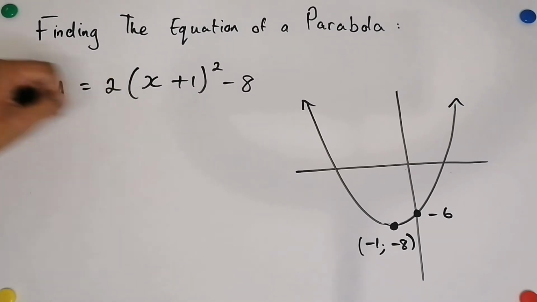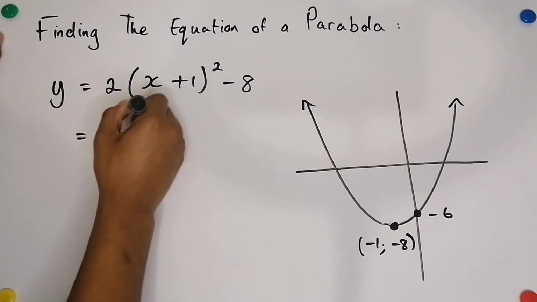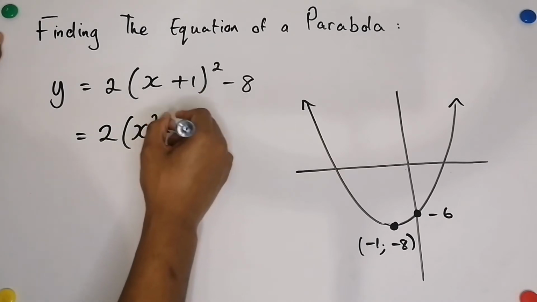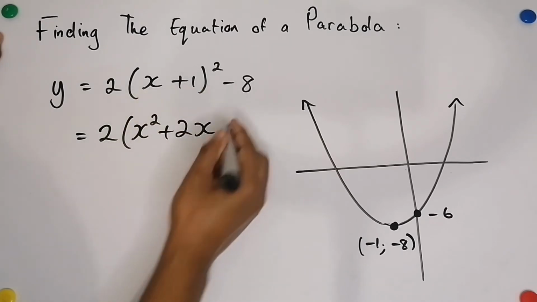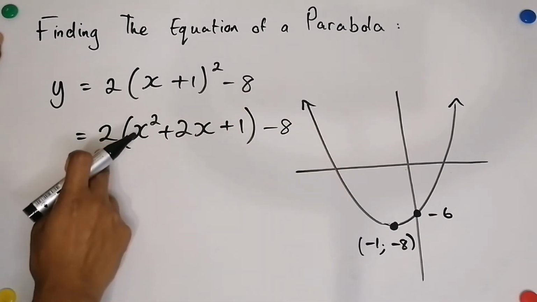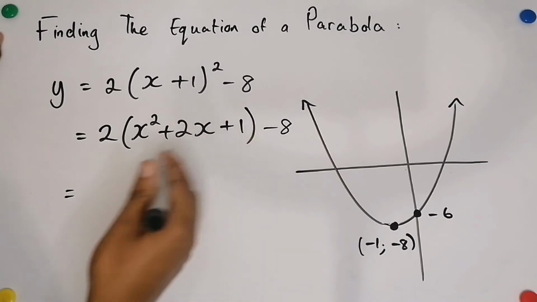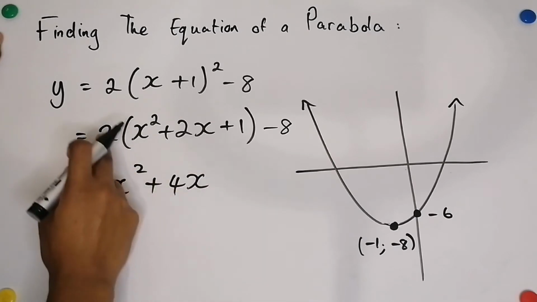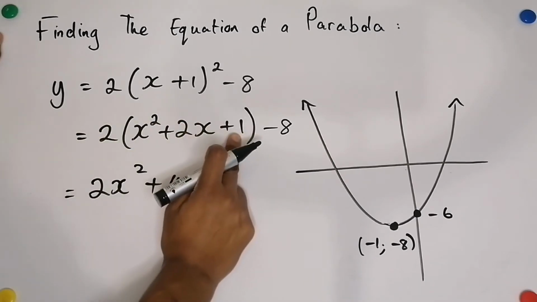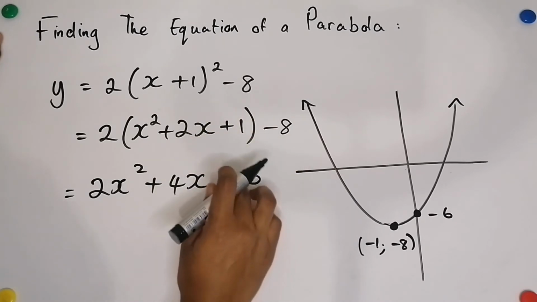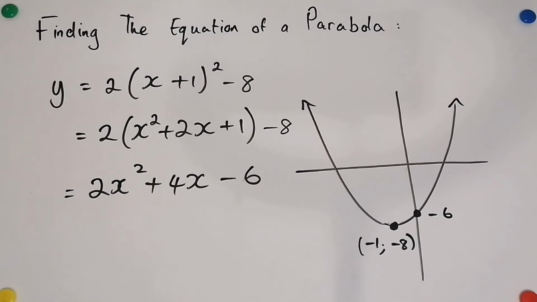We first FOIL out these brackets. So you multiply the first, which gives you the x squared. Then you multiply your outers and your inners, which gives you the 2x. And then you multiply the 1 with 1, which is just 1. Okay, so we're first going to multiply the 2 inside the bracket, and then we minus the 8. So that is 2x squared plus 4x plus 2, because 2 times 1 is 2. But since I'm minusing the 8, we'll just be left with a -6, because 2 minus 8 is -6. And so this is the equation in the standard form.